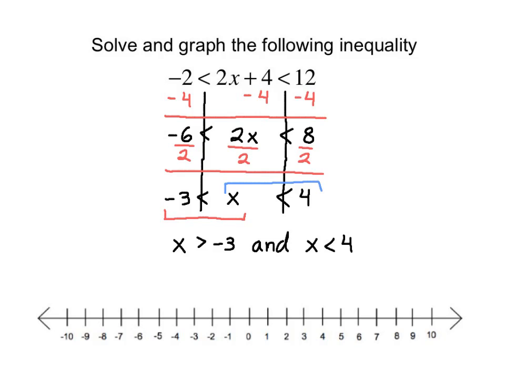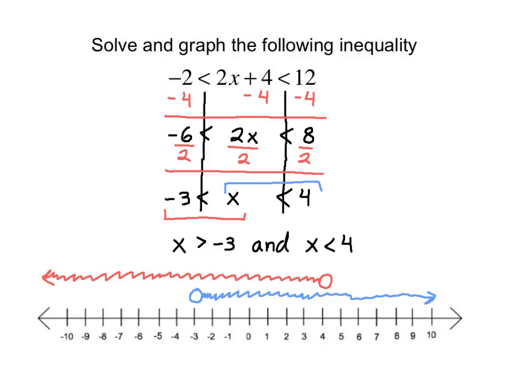So for greater than negative 3, I'm at negative 3, it's open, and because it's greater, I'm shading to the right. So our rough graph for greater than negative 3 looks something like this. But again, I only want to keep the parts that overlap. So let's see what overlaps here. If I then look at the less than 4, that occurs at 4. Again, it's open. But because this is a less than sign, I'm now just going to be shading to the left. So here's our second graph.